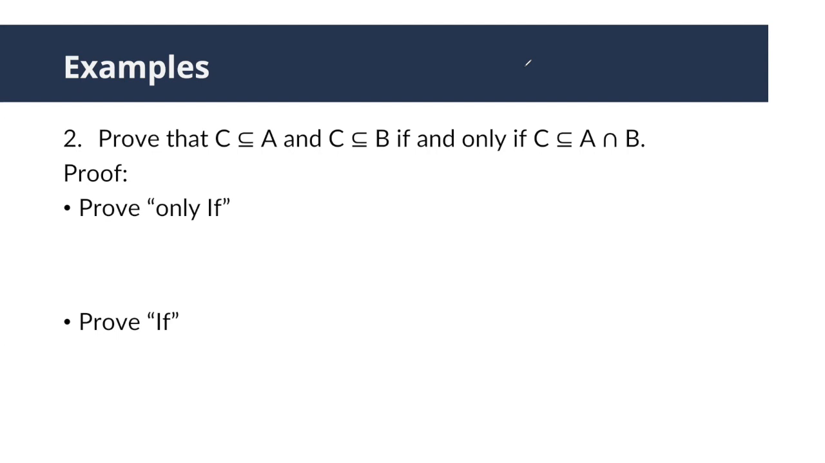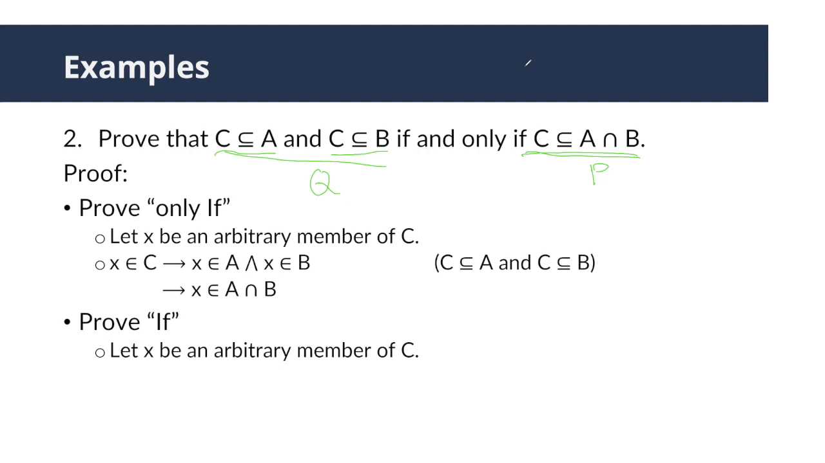What is the if direction? The if direction is this would be the hypothesis, and this would be the conclusion. So now we want to prove two subset relations, which are C is a subset of A and C is a subset of B, by assuming the hypothesis is true. First of all, we pick an arbitrary element in C.